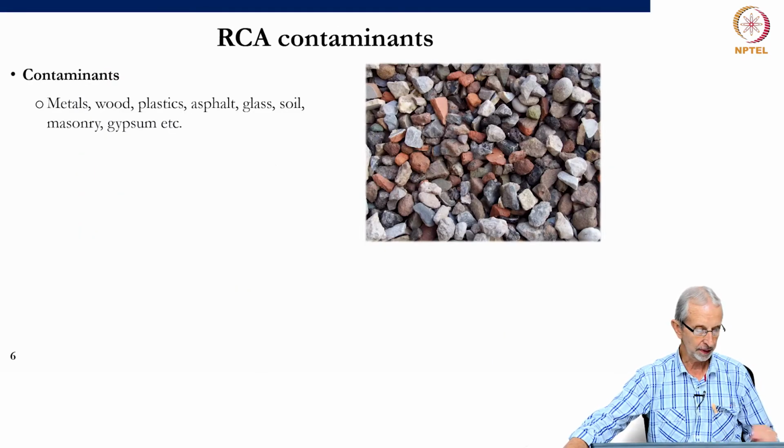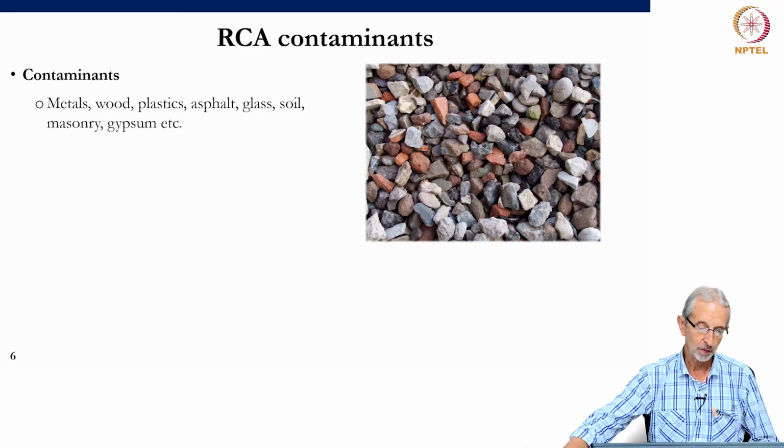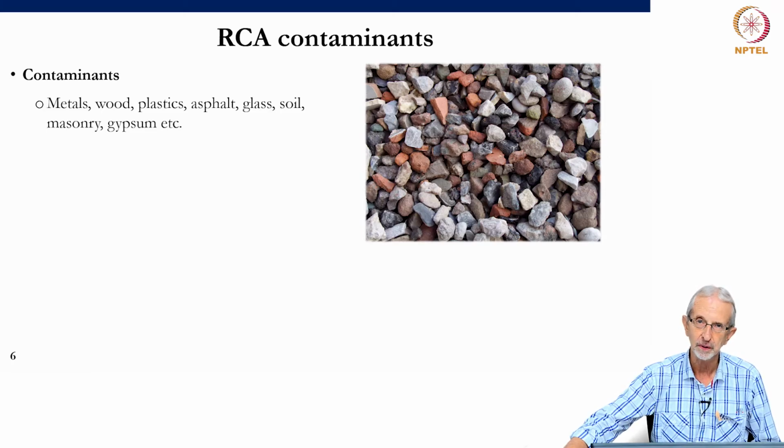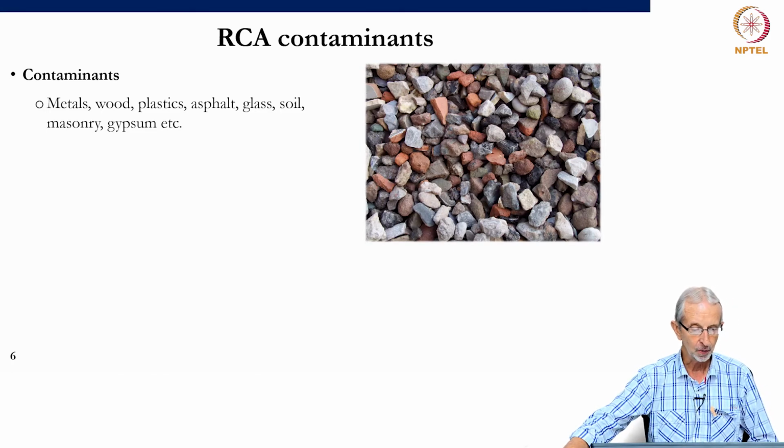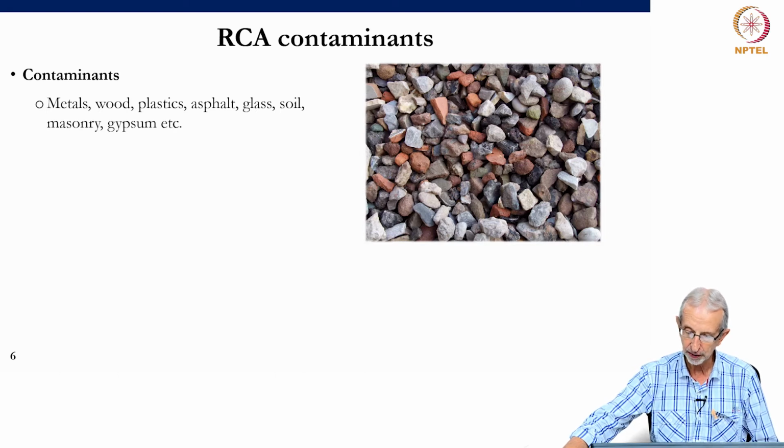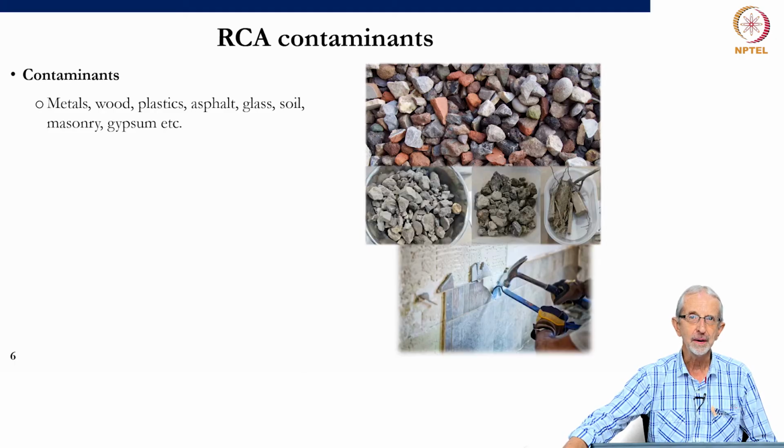Now, let's talk a little bit about the contaminants. And here you can see, or I've already mentioned actually, that the contaminants are all the kinds of things you would find in a typical building, for example, metal, wood, plastic, asphalt, glass, soil, masonry, gypsum, etc. The diagram on the right actually shows a little bit of a mixed aggregate. You can see some brick in there, the reddish color, but actually this is quite a good aggregate, and so it may well do extremely well.